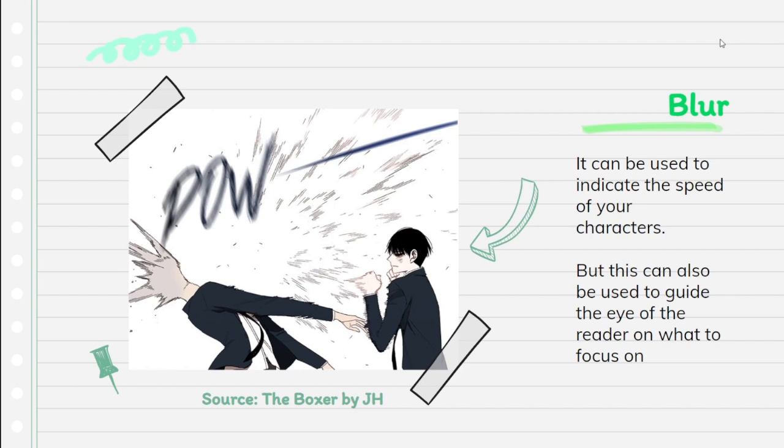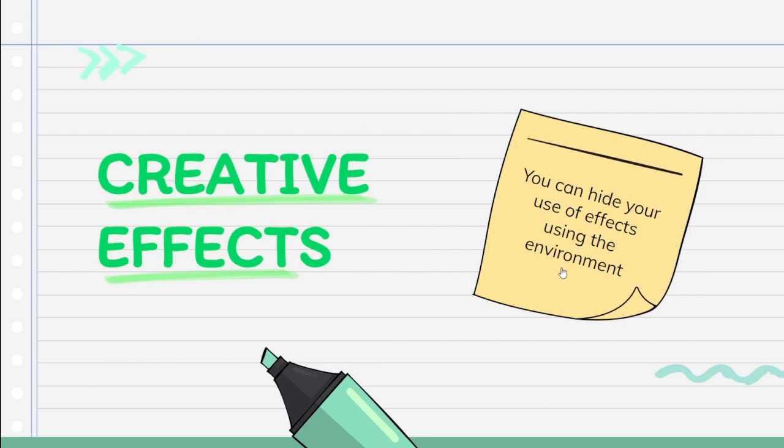Another use of blur is also to determine focus. If you want the reader to focus on the background, then you blur the foreground. And if you want the reader to focus on the foreground, then you blur the background. These effects are just a few of many, and you can also combine these effects to make an even better action scene. You can even hide them in your environment and make it more immersive or realistic.